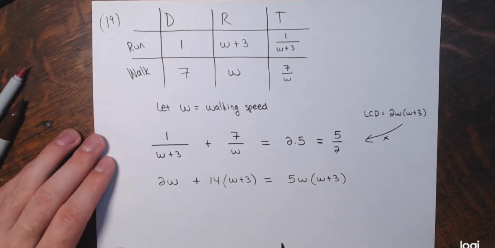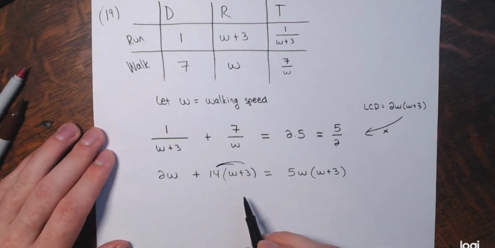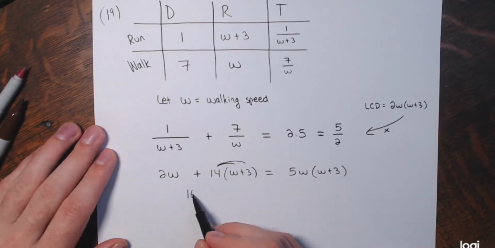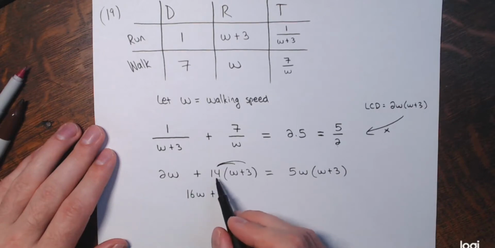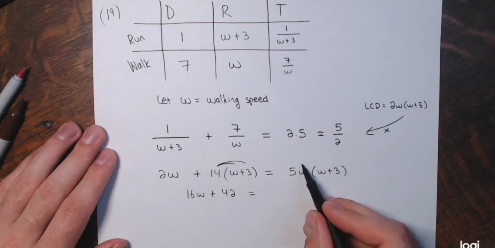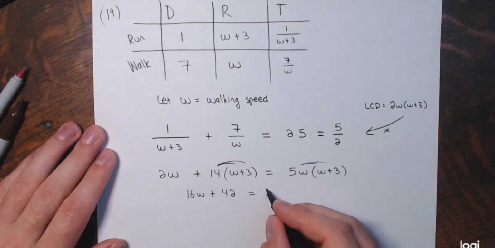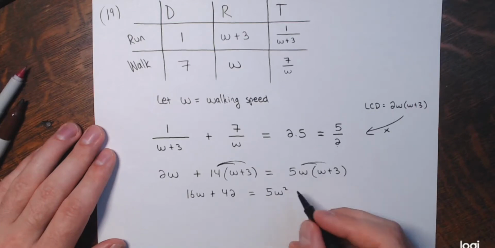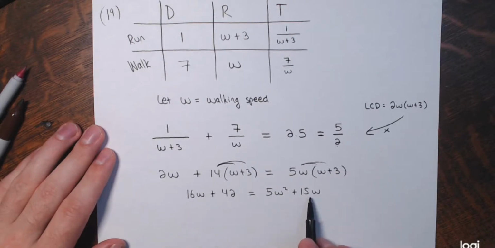Okay. And then simplifying the sides, distributing the 14 here. 2W plus 14W is 16W plus, and then 14 times 3 is 42, right? 30 plus 12. And over here, distributing the 5W, we have 5W squared plus 15W. And then I'll subtract 16W, subtract 42, and I'm going to switch sides. Right? So we have 5W squared, and then 15W minus 16W would be minus W, and then minus 42. All right, this is equal to 0.